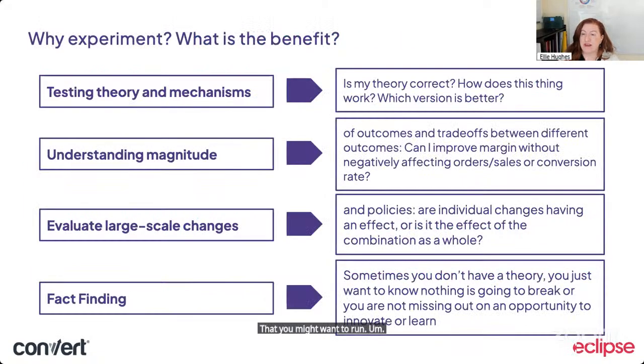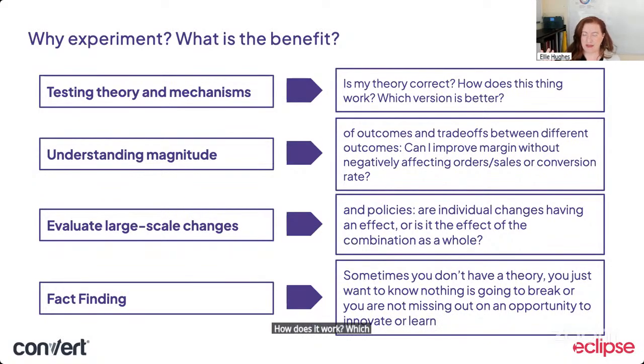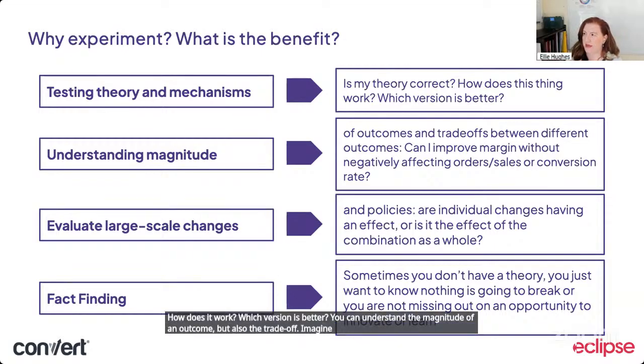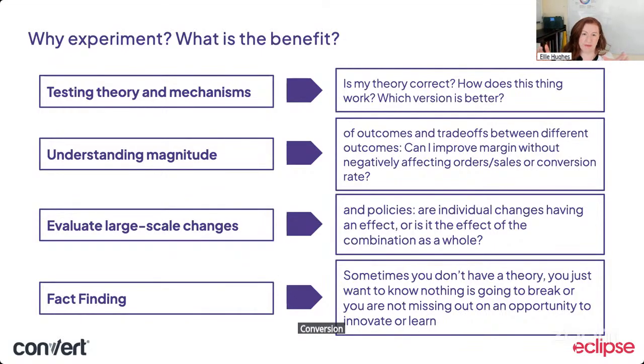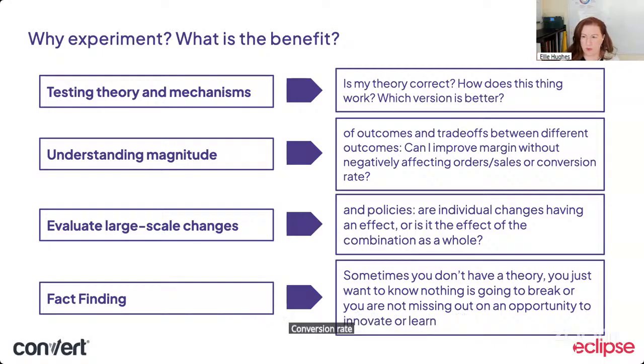What is the benefit of A/B testing? So you can test your theory and mechanisms. Is my theory correct? How does it work? Which version is better? You can understand the magnitude of an outcome, but also the trade-off. Imagine that you had conversion rate and margin that you wanted to try and improve, and actually one experiment only improved margin and one only improved conversion rate. Which one's more important to you?